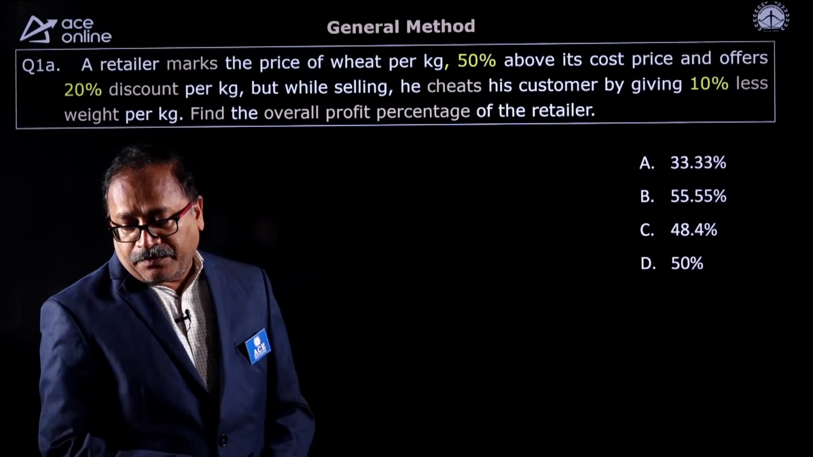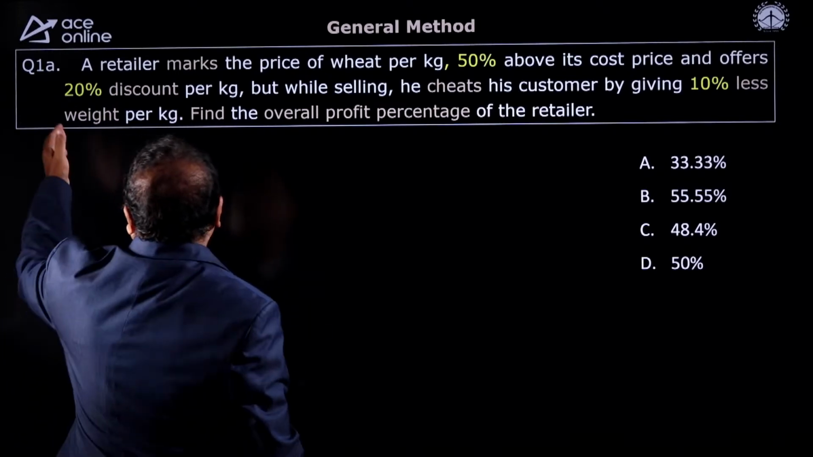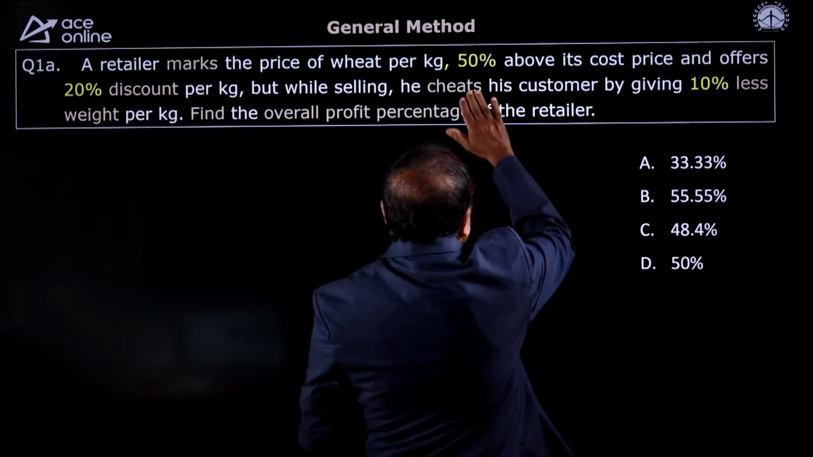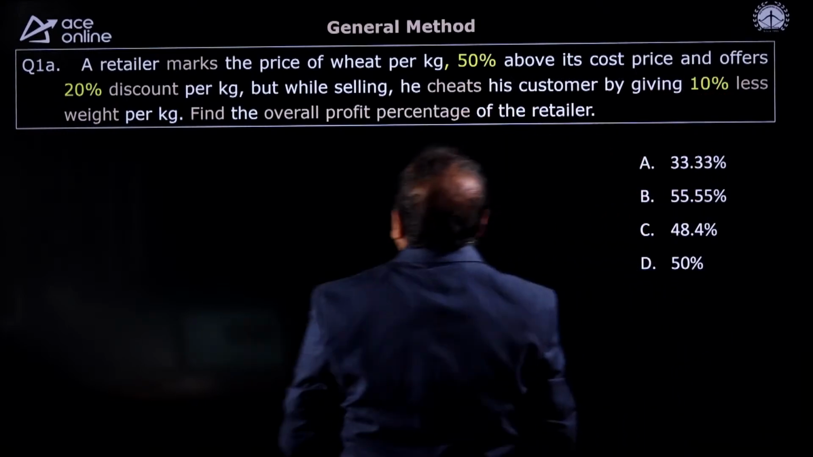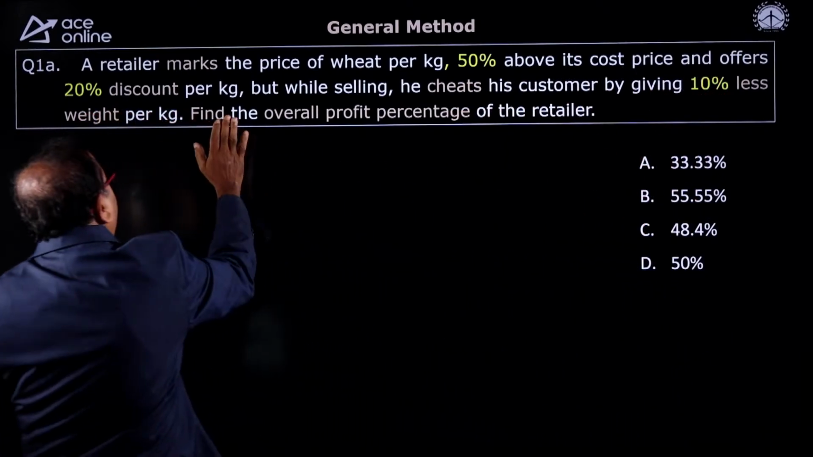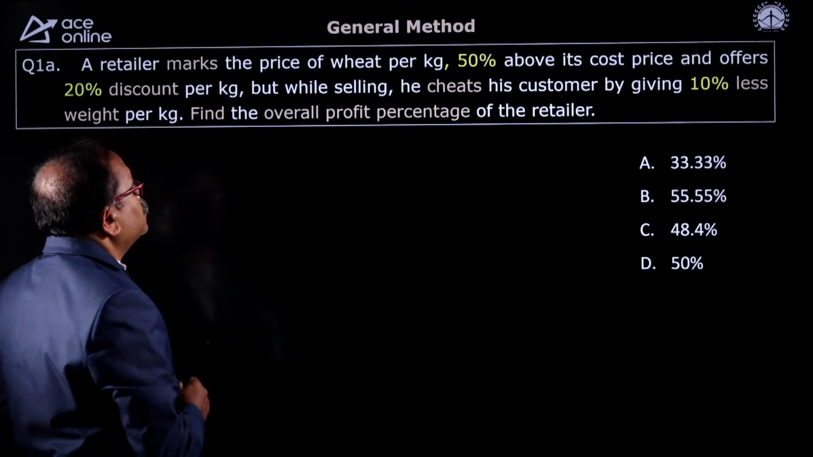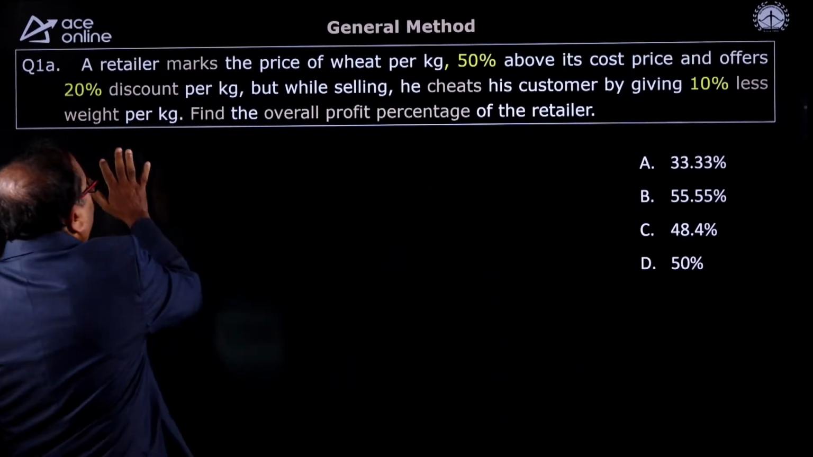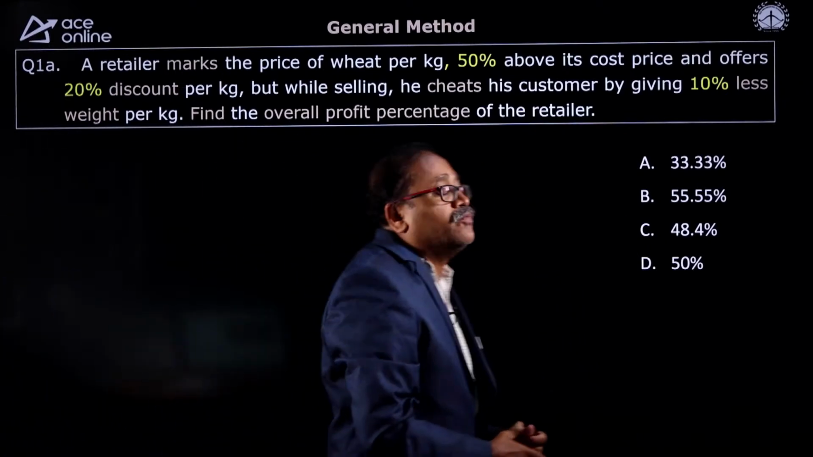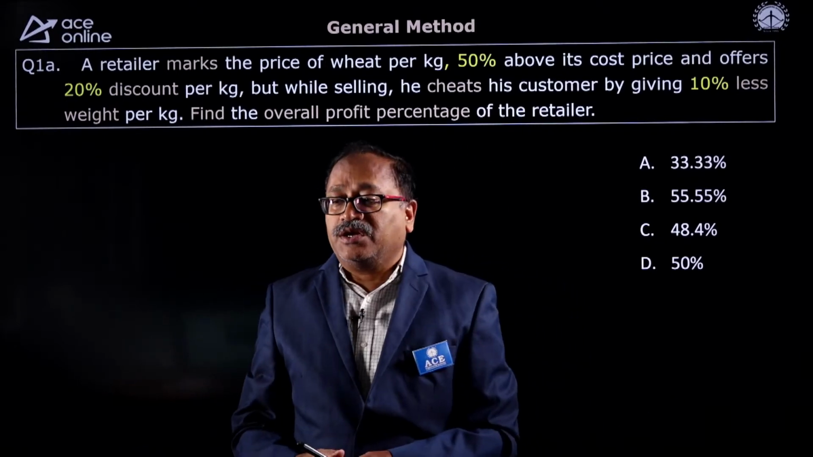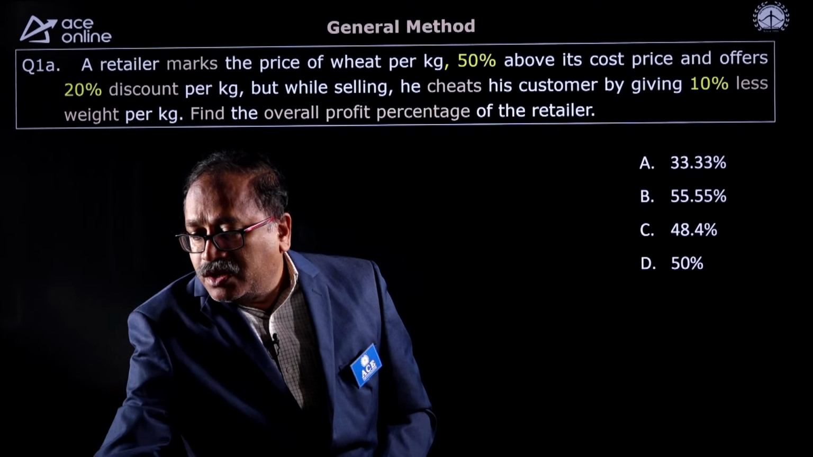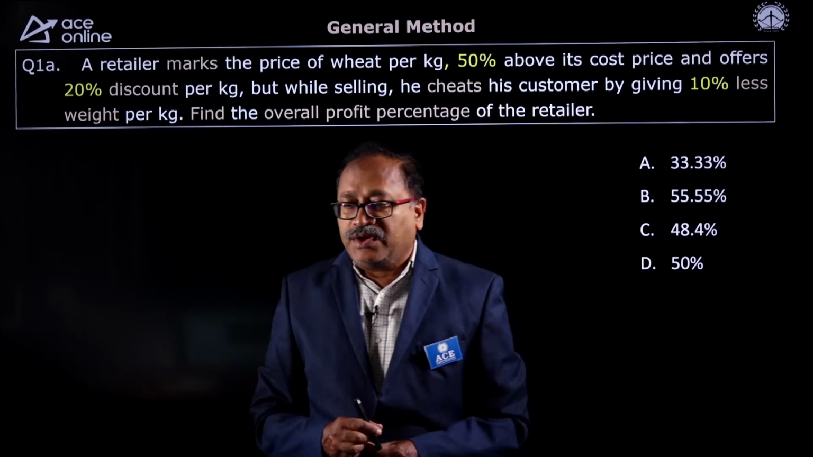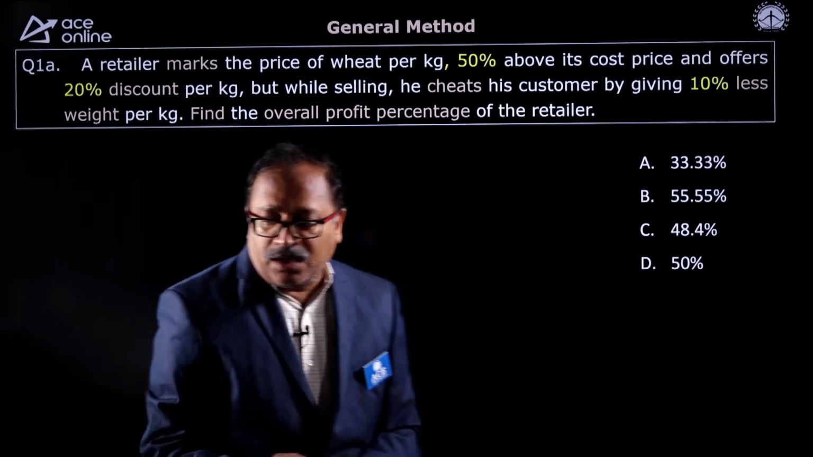Now here is the question. It says that a retailer marks the price of wheat per kg 50% above the cost price and offers 20% discount per kg. You are understanding the question? But while selling, he cheats the customer by giving 10% less weight per kg. Find the overall profit or loss percentage of the retailer. It is a very common question which comes in different competitive examinations. So, shall we begin here? How to answer the question?